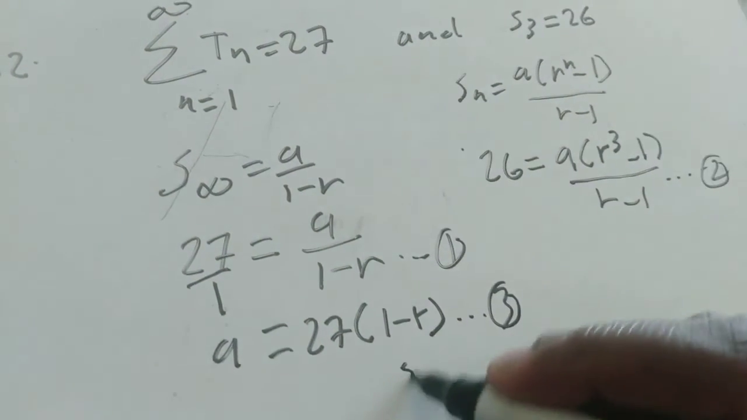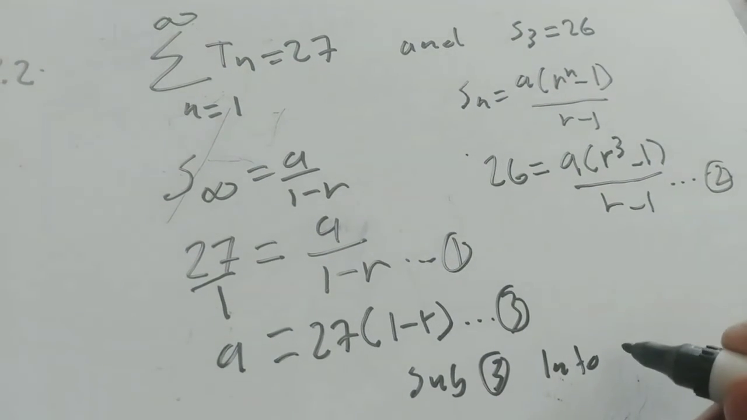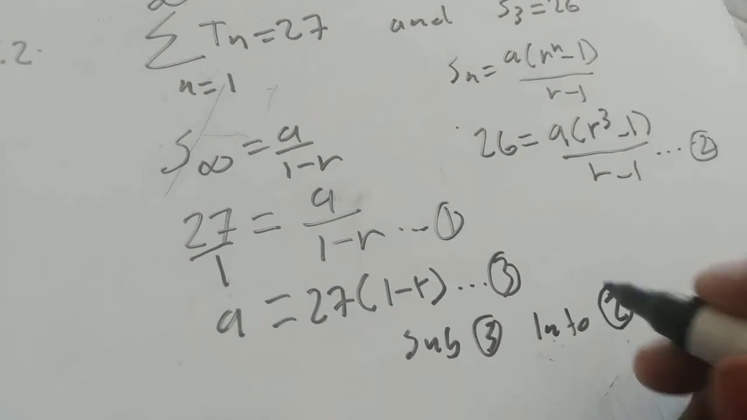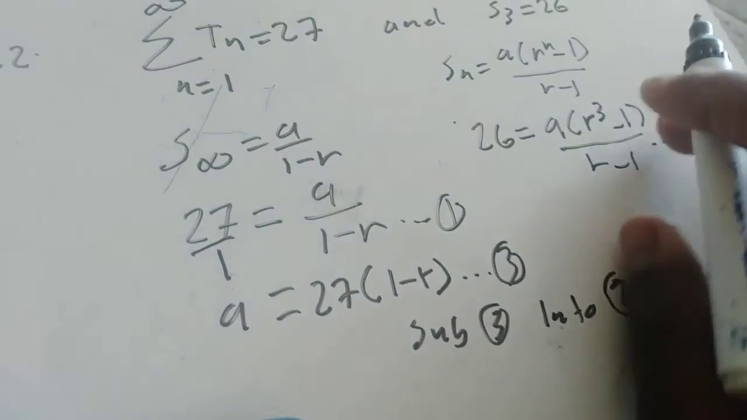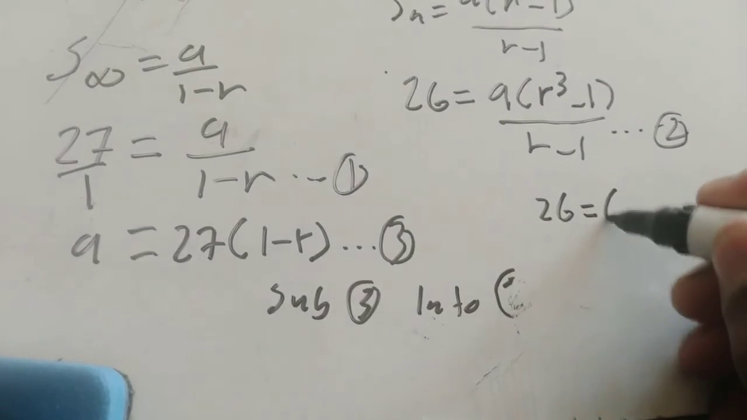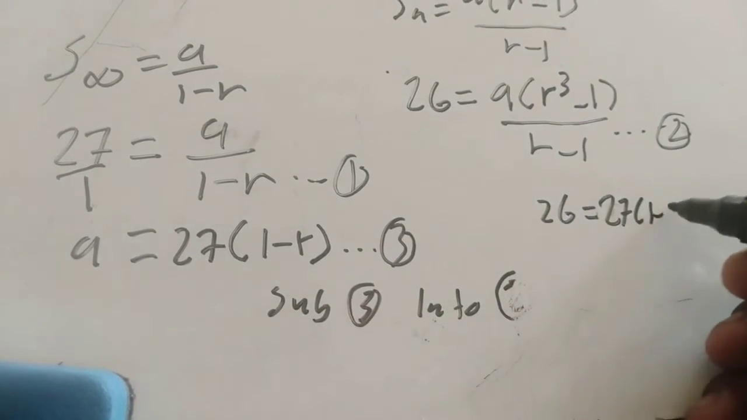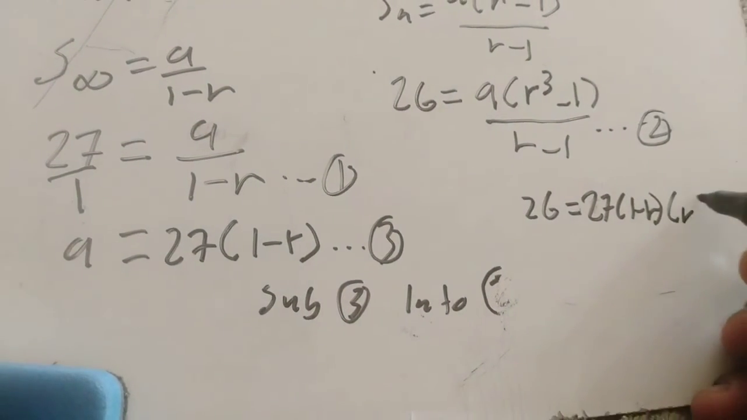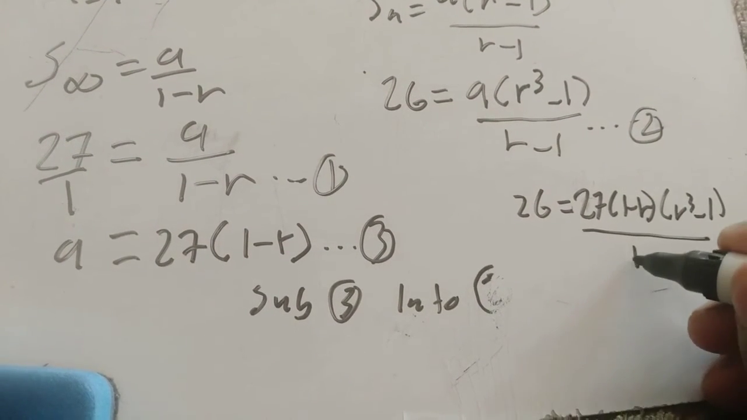So now let me substitute equation 3 into equation 2. So in equation 2, wherever I see a, I just replace it with this stuff. So let me do that. Then that will become 26 is equal to 27 into 1 minus r. See, in place of a, I'm just doing that. And then this becomes r cubed minus 1 all over 1 minus r minus 1.